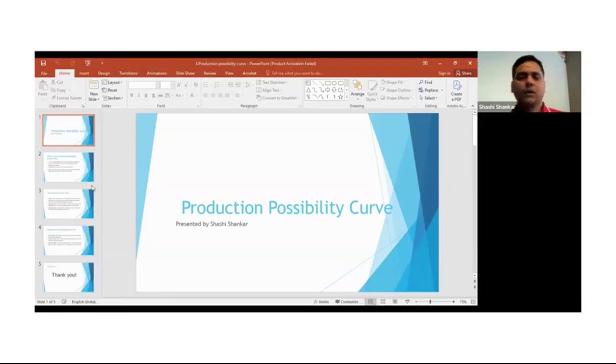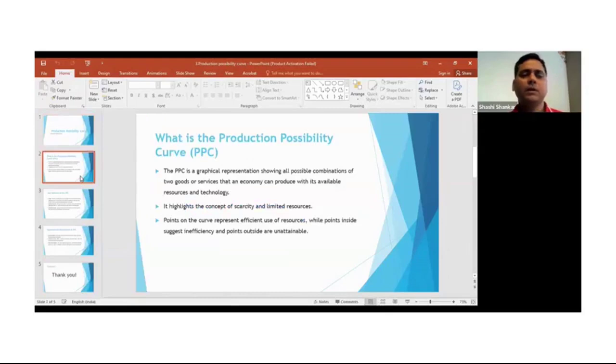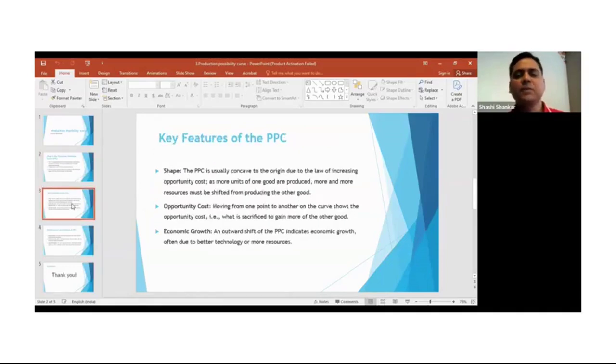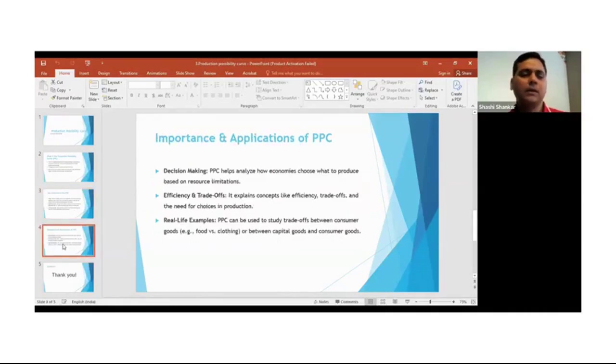Okay, so production possibility curve. In this, I'm going to cover what the production possibility curve is. Next is the key features of the production possibility curve, and the last one would be the importance and application of PPC.